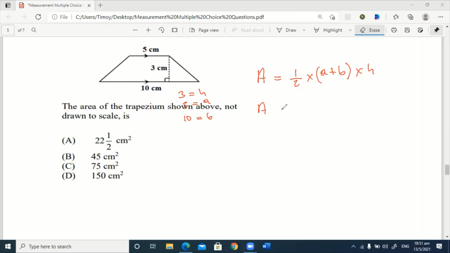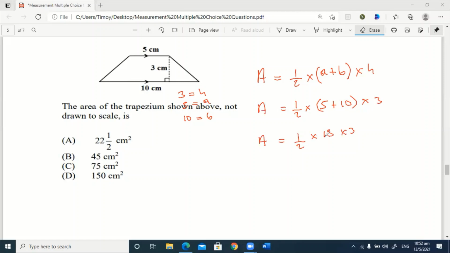So the area is going to equal 1/2 times (A plus B), that's just going to be 5 plus 10. Remember your bracket, multiply by the height, which is going to be 3, right? So what we know is that the area is going to equal 1/2. What's 10 plus 5? That's just going to be 15, right? So that's going to be times 15 times 3.